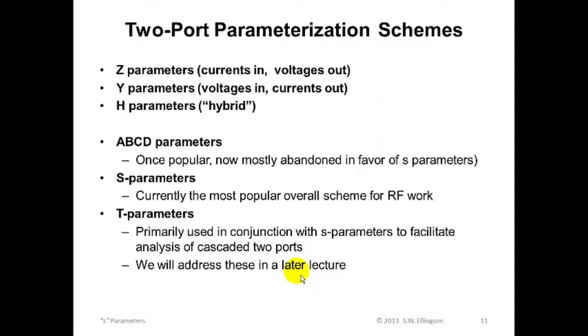In total, there are at least 6 schemes for two-port parameterization which you should be aware of. We have just discussed Z, Y, and H parameters, which are in terms of the voltages and currents directly. There's another scheme, and this scheme is known as ABCD parameters. This is an important scheme, but it's so rarely used these days that I will not bother to describe it. You should be aware that there is such a scheme, though, since it was once very popular for the analysis of RF circuits, and you're likely to encounter it in older references.